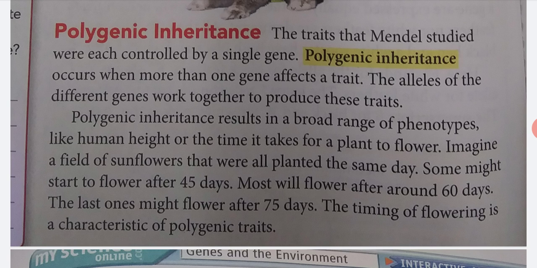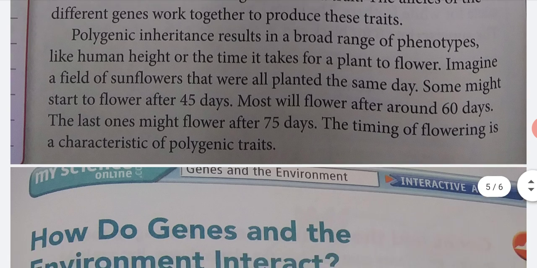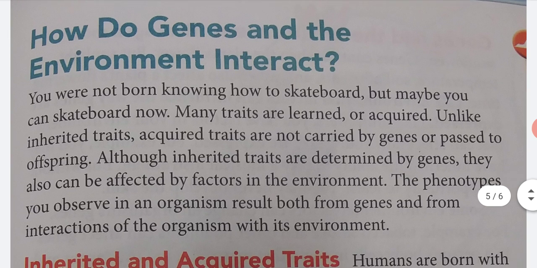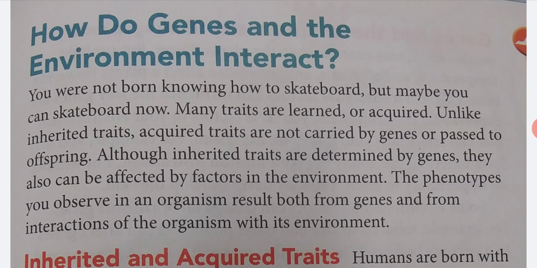Some might start to flower after 45 days. Most will flower after around 60 days. The last one might flower after 75 days. The timing of flowering is a characteristic of polygenic traits. How do genes and the environment interact?